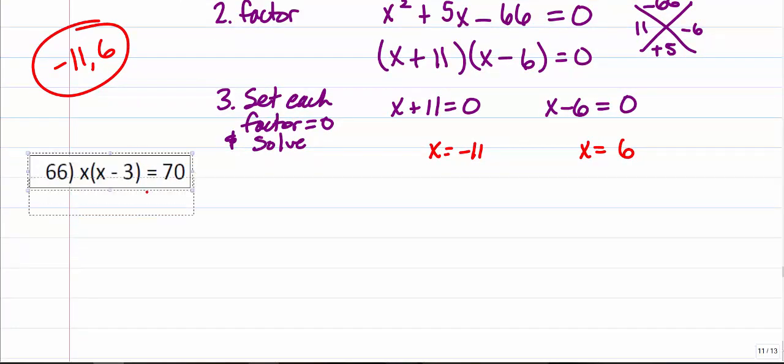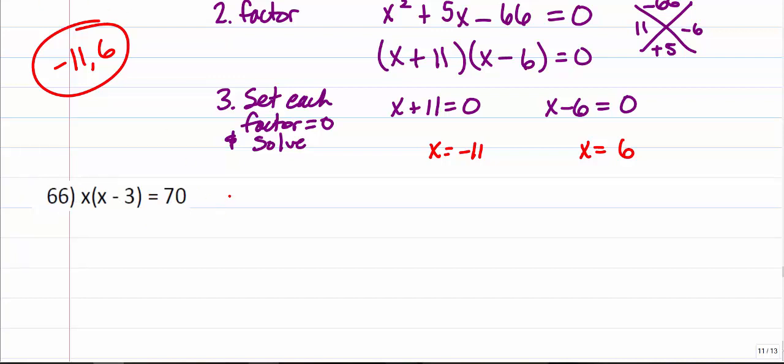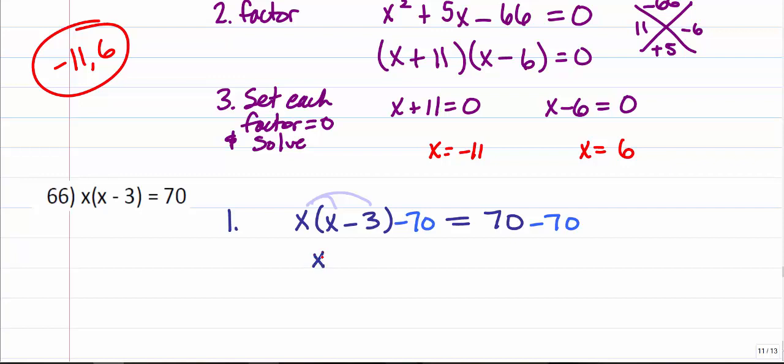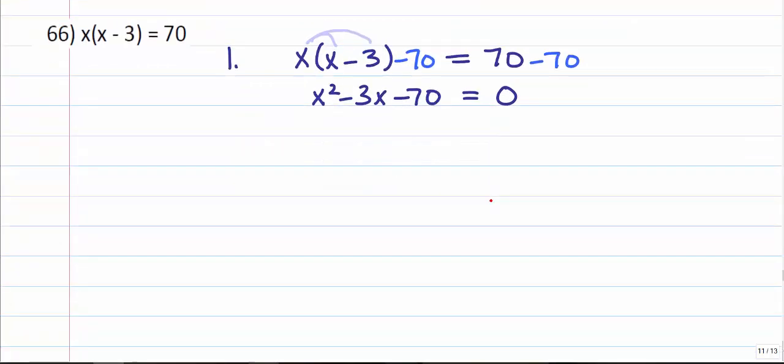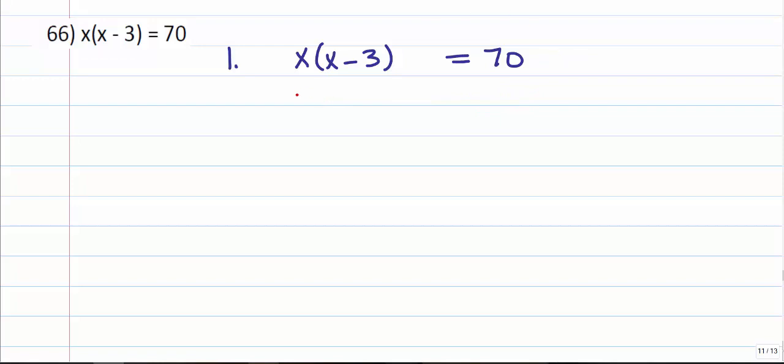All right, 66, it's not set to 0. But not only is it not set to 0, I would not only want to subtract 70 from both sides, but I need to distribute this out. So this would become x squared minus 3x minus 70 equals 0. I kind of did two things at once there, so I'm going to go back and do it one at a time if you need to see it. Technically, I would have done this first.